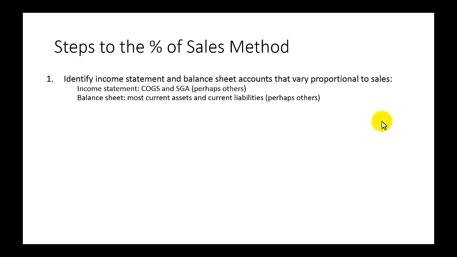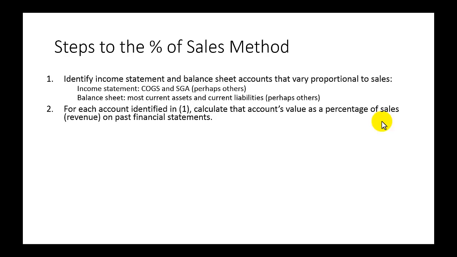So that's the first step, is you need to just pin down what are the line items on both the income statement and the balance sheet that vary proportional to sales. The second step is for each account that you identify in step 1, you need to go and calculate that account's value as a percentage of sales on the past financial statements. So if you believe that cost of goods sold varies with sales, then the second step would be to go and calculate that account as a percentage of sales in the past year's financial statements.